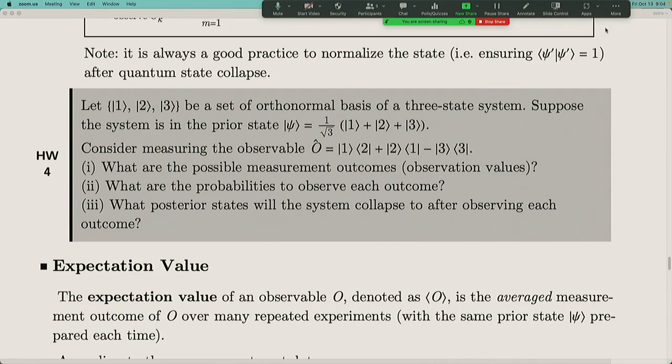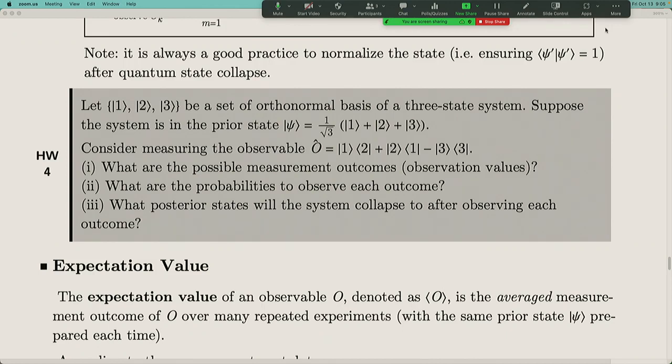We will give homework 4 today. Homework 4 is about a 3-state system with 3 basis states, 1, 2, 3. Suppose the system was originally prepared in a prior state, which is an equal weight superposition of all the 3 basis states, 1 over square root 3 times the sum over them. Now we are going to measure an interesting observable, which is written in this form. You can check that this is a Hermitian operator, so everything is legal.